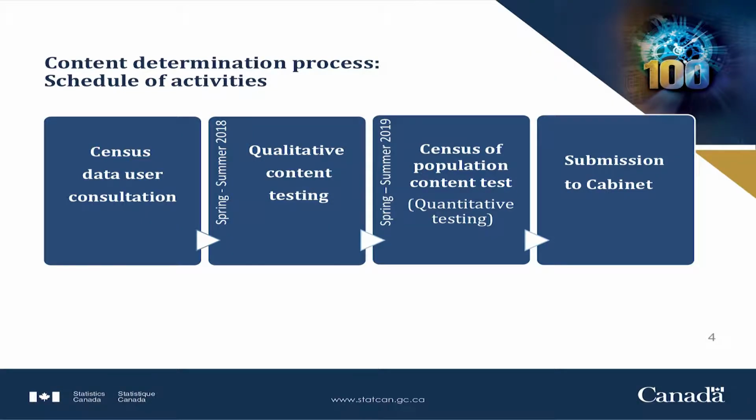And based on that, we analyze the results, we determine what worked, what didn't work, and then we come up with a final proposed census questionnaire, which is submitted to Cabinet. It's a point that needs to be made that it's not Statistics Canada that determines what the content of the census is. We propose what the content should be to Cabinet, and it's Cabinet that makes the final decision on that.